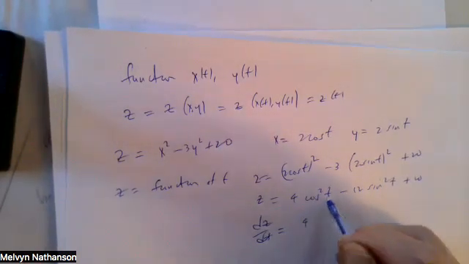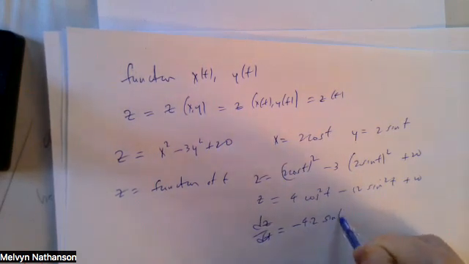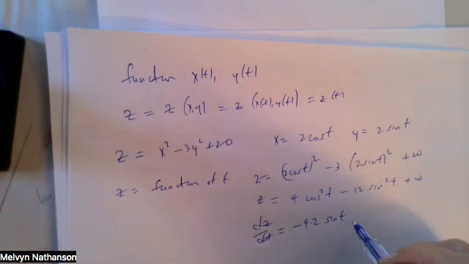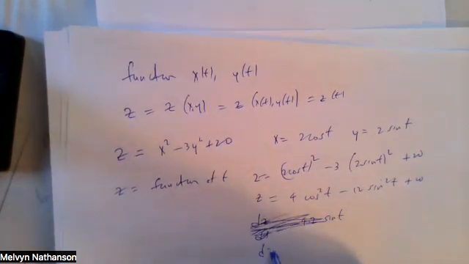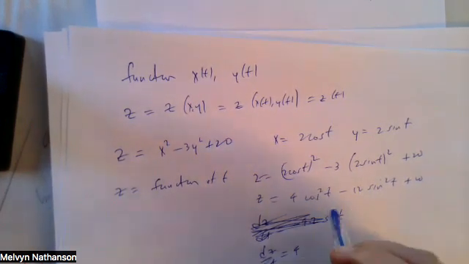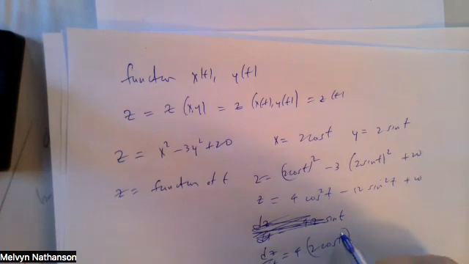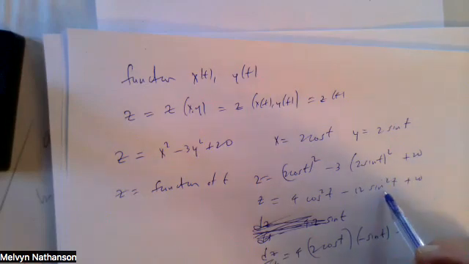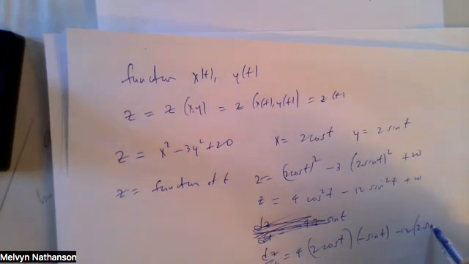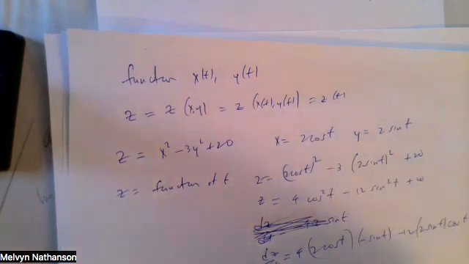This is 4. Sorry, let me do this correctly. dz dt is 4 times the derivative of cosine squared t, which is 2 cosine t times the derivative of the cosine, which is minus the sine of t, minus 12 times the derivative of sine squared t, which is 2 sine t, times the derivative of sine t, which is cosine t, and the derivative of 20 is 0.